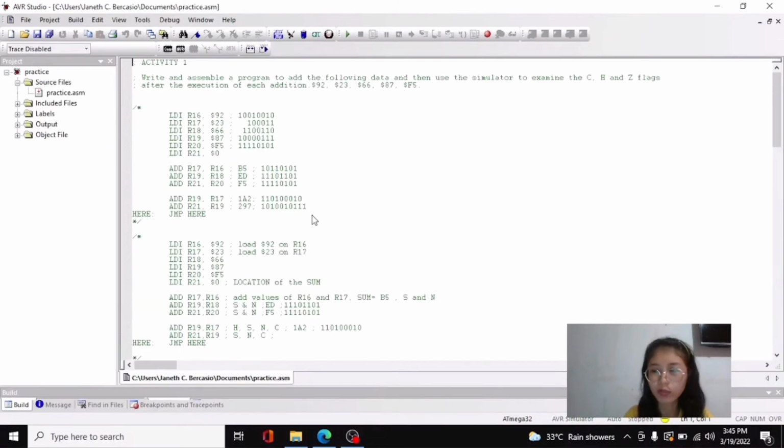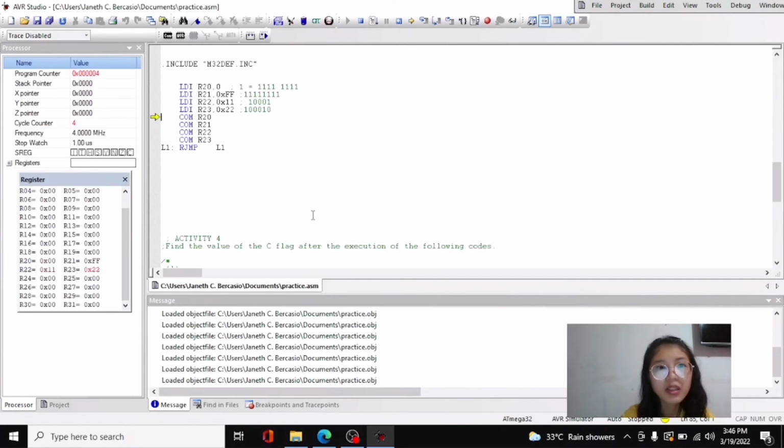Since the program is modified, we have to restart it. And then proceeding to complementing R21, we got C and Z flags. So the complement of this one is 0 0 0 0 0 0 0 0 for R21. Since the resultant is 0, that's why we got the Z flag. And in order to change it to 0, the system assumed that we had a carry flag in order to get the complement of 1.